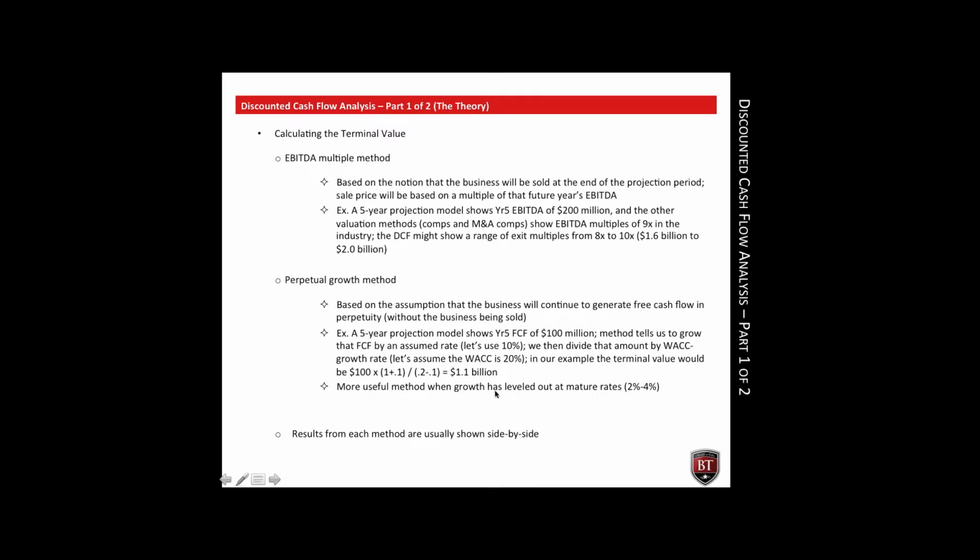In reality, this method is more useful when growth has leveled out at a mature rate. Very few companies would grow at 10% forever. So this is better when your model has leveled out at mature rates, growth of 2, 3, 4%. It's then a little more valid to say, all right, that growth is going to continue into perpetuity. It's really not good practice to take a number on the order of 10% or so and assume that's going to happen forever.